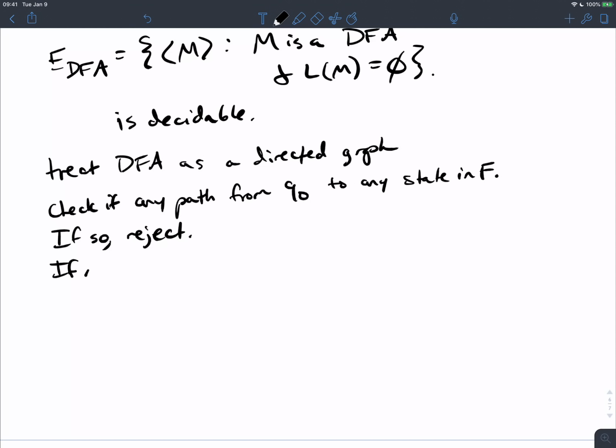And if there's no path from Q0 to any state in F, then that must mean the language is empty, and so we should accept. And of course, this is decidable because the directed graph is a finite thing. We know algorithms like breadth first search, for example, that halt in a finite amount of time. So in fact, this is decidable too.